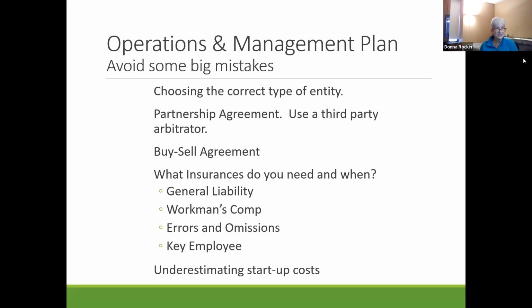What insurances do you need? General liability, that's when you put the key in the door and start selling, you need general liability. Workman's comp, when you have your first outside employee. Errors and omissions, those are usually for professional businesses like attorneys or architects or builders, so that if you make a mistake and it is your fault, you have errors and omissions insurance.